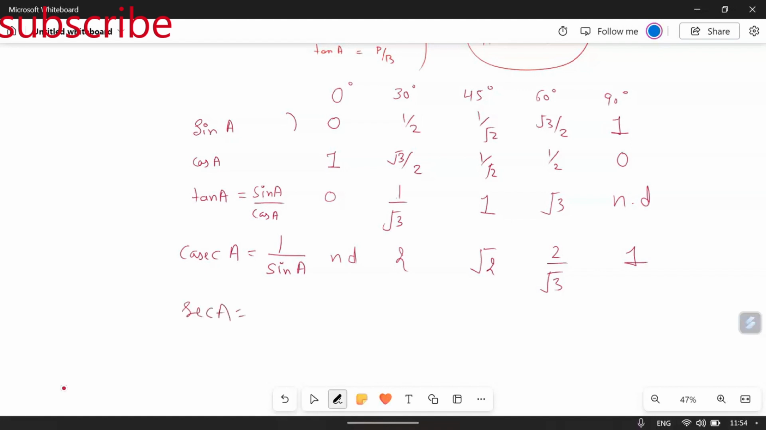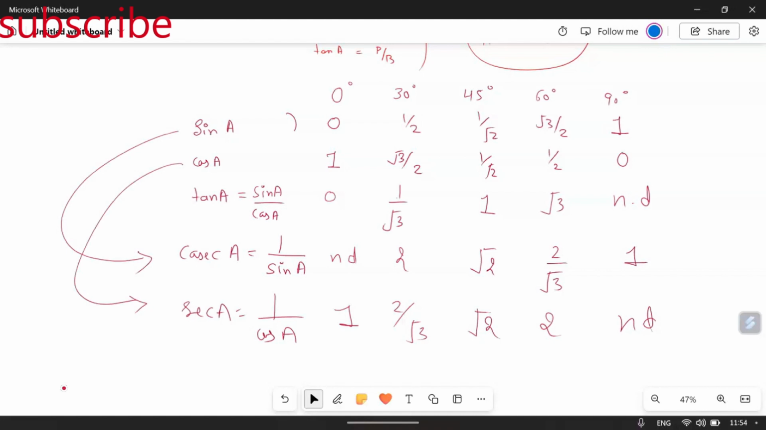Sec A is 1 upon cos A. So the value will be the reciprocal. 1 upon 1 is 1. Root 3 upon 2 becomes 2 upon root 3. This will be root 2. 1 upon 2 will be this. And 0 upon 1, so 1 upon 0 is not defined. So I am connecting the sine with cosec and the cos with sec.